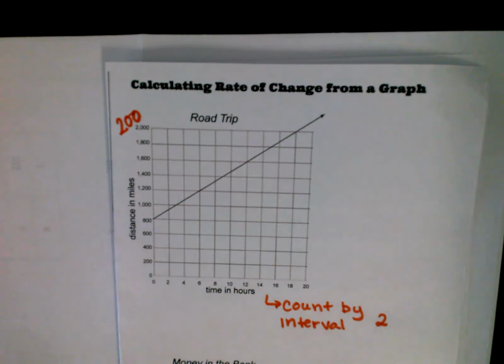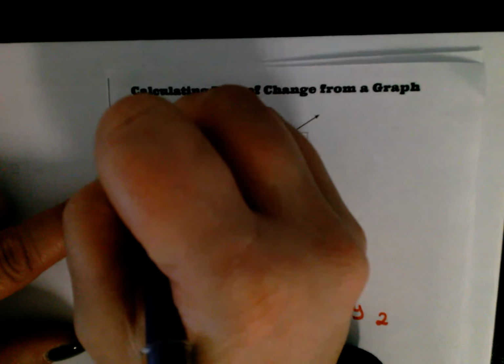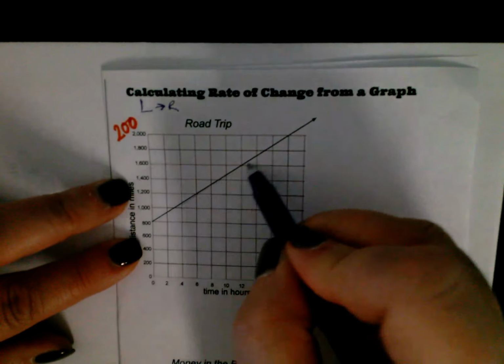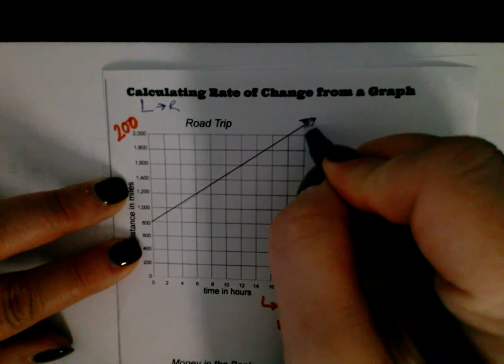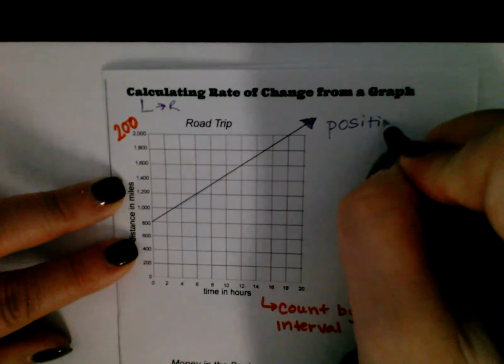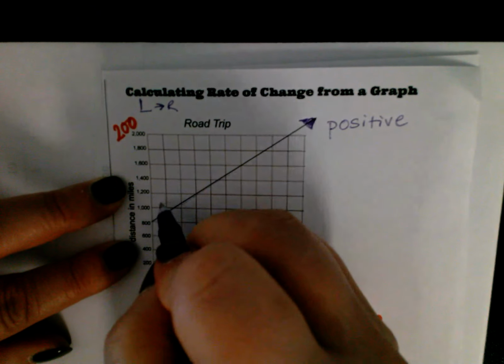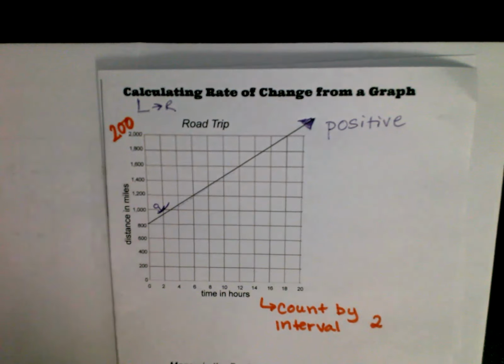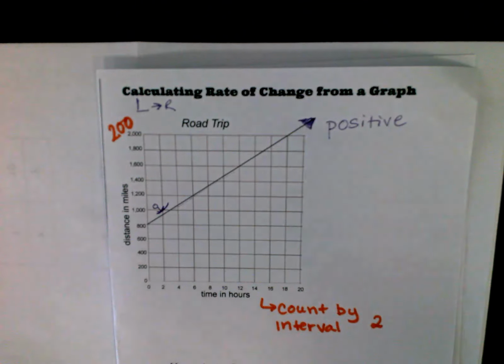I also like to ask myself, what direction is Slope Dude traveling? And we're looking left to right, like when you read a book, he is headed uphill, so I know it's going to be positive. We have our little slope dude here. The next part, we need to figure out how steep is this line? What is the rate of change? What is the slope? Those are just words that mean the same thing.